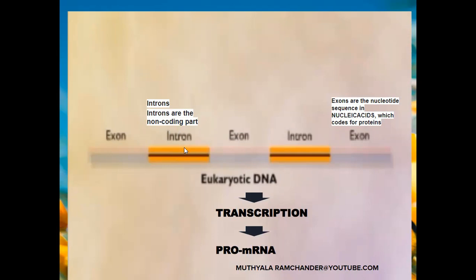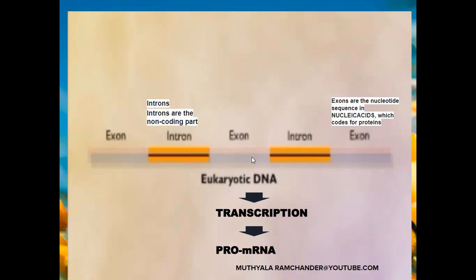Introns are the non-coding parts of DNA. Every eukaryotic DNA shows these two major parts: exons and introns. Exons carry the needed genetic code for proteins, hormones, enzymes, and other secondary metabolic activities. But introns are non-coding sequences. They also help in the formation of new genetic code, but they do not have any other function in the synthesis of proteins, hormones, or enzymes.